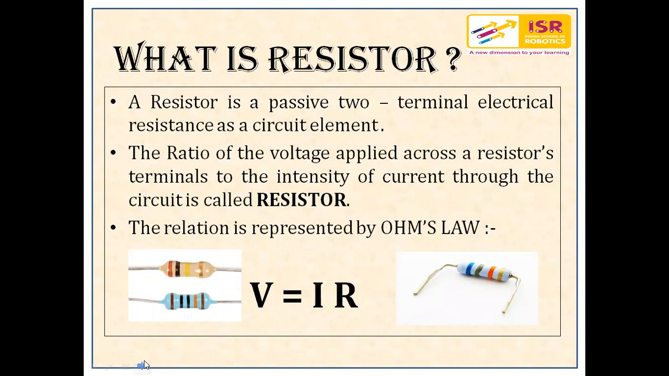We have a relation by Ohm's law with the help of which we can calculate the resistance, which is V equals I into R, where V is the voltage that is supplied by the battery, I is the current that is flowing in your circuit, and R is the resistance, that is the particular value of the resistor you have used.